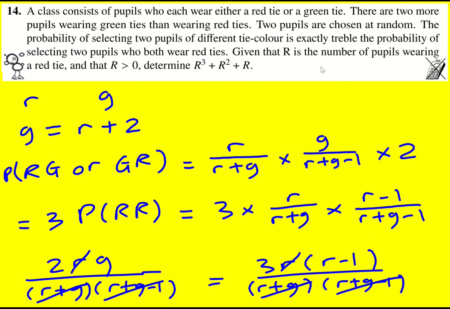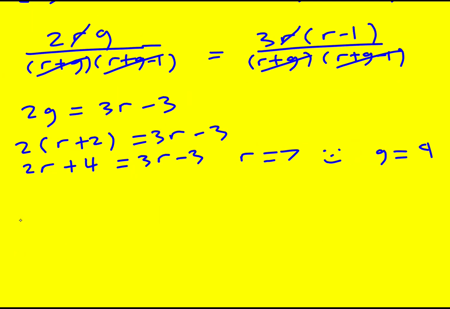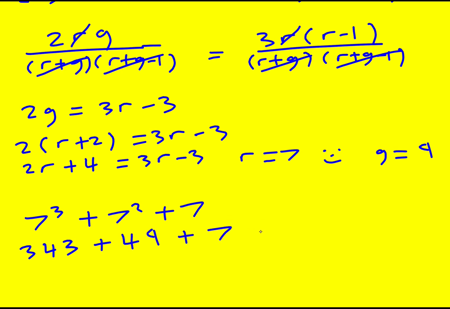So they've used capital R for the number of pupils wearing a red tie. I used a lowercase r, and I'm going to stick with that. Now we're asked to work out R cubed plus R squared plus R. 7 cubed plus 7 squared plus 7 is 343 plus 49 plus 7. I can add these two to give me 350. Then this one is going to be 399.